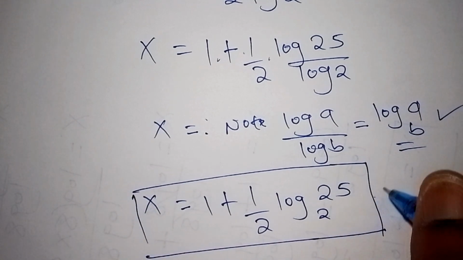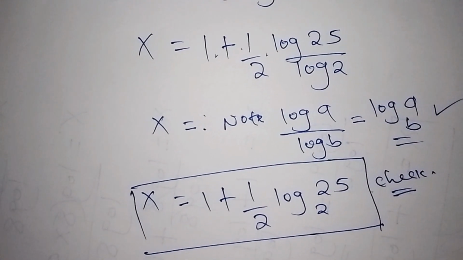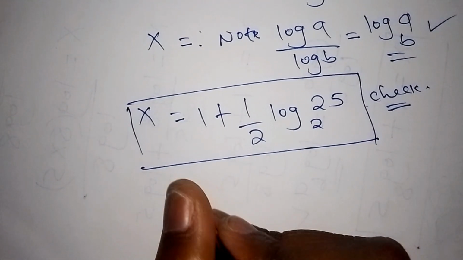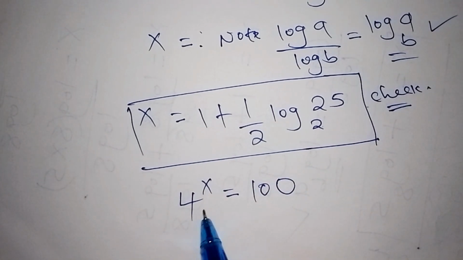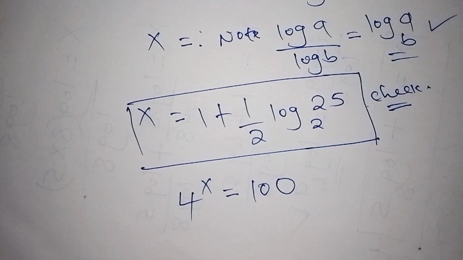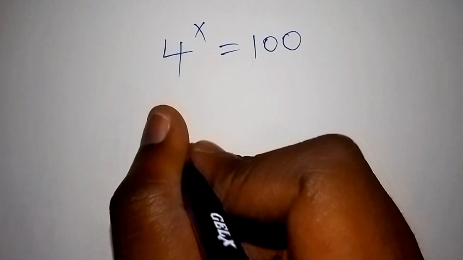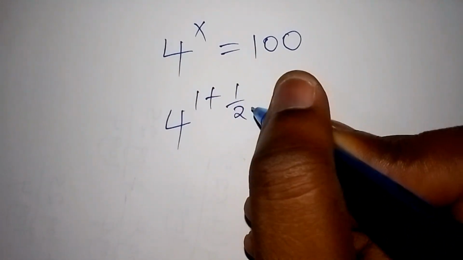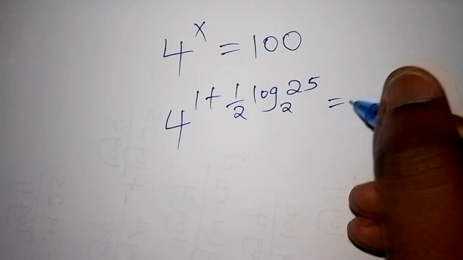We can check or confirm if this answer is really true. Let's confirm it. Initially the question was 4 to the power of x is equal to 100. Where there is x, we put 1 plus a half log 25 to the base of 2. So let's write everything in place of x. We have 4 to the power of 1 plus a half, then the log of 25 to the base of 2, is equal to 100.